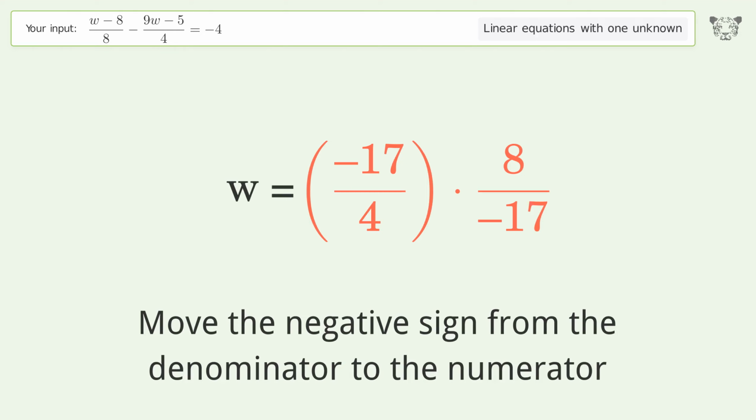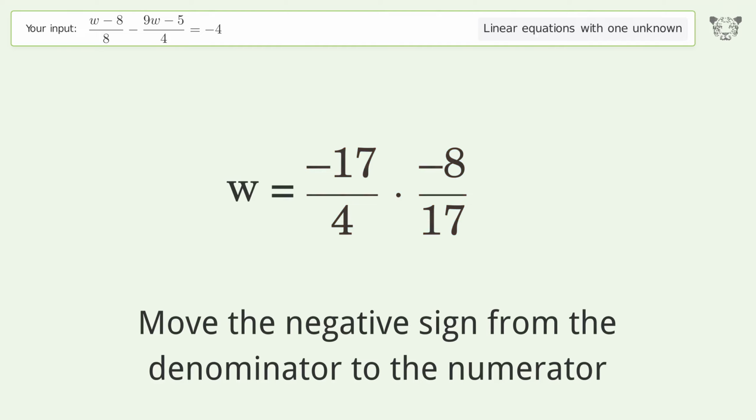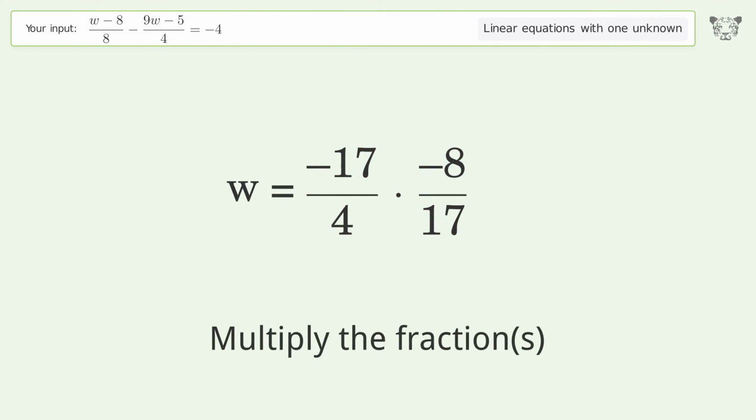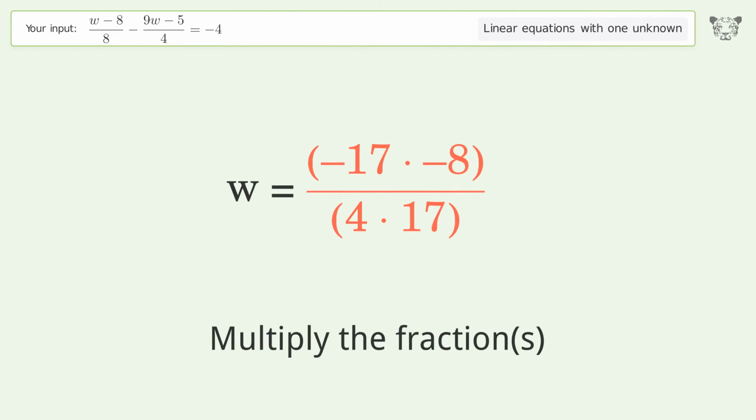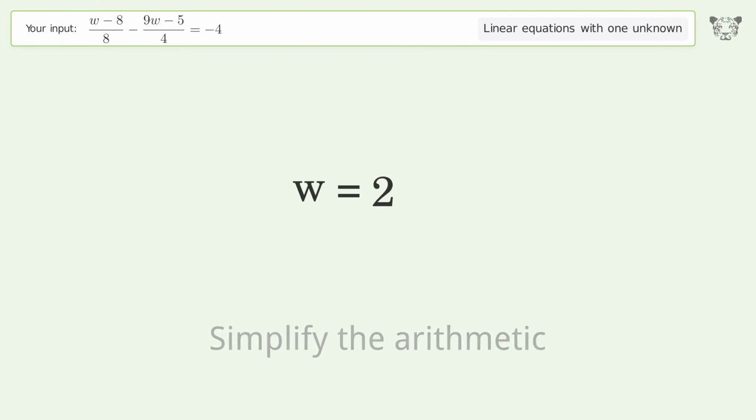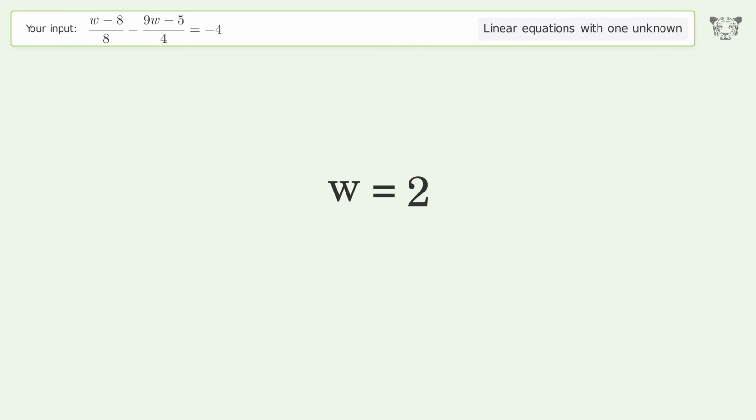Move the negative sign from the denominator to the numerator. Multiply the fractions. Simplify the arithmetic. And so the final result is w equals 2.